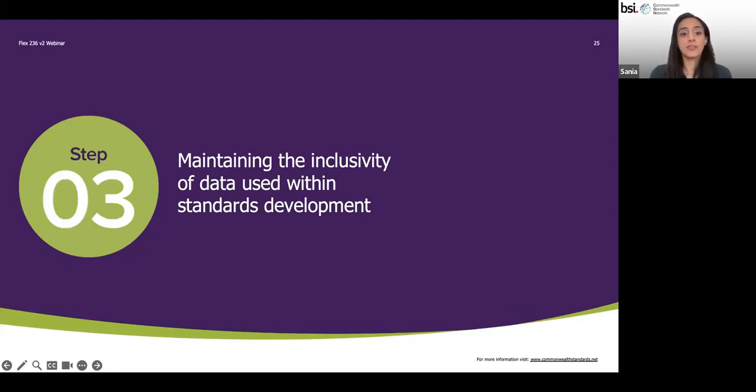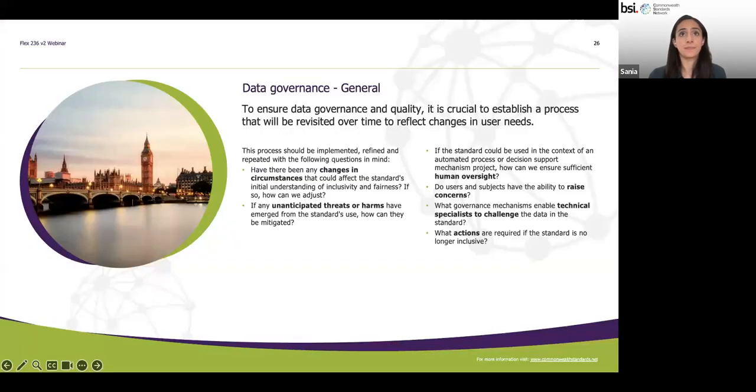Finally then, moving on to our third step, which is about maintaining the inclusivity of data and standards. So how do we ensure that the analysis approaches going forward are inclusive and that we're taking quality measures? Firstly, in terms of general data governance, to ensure that we've got quality data, there are a range of different things that should be implemented and questions that should be asked.